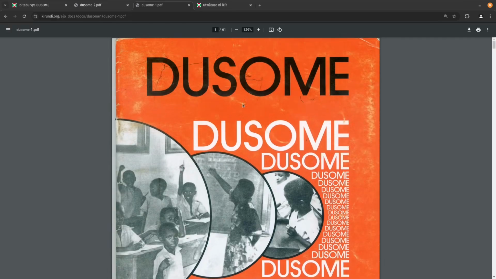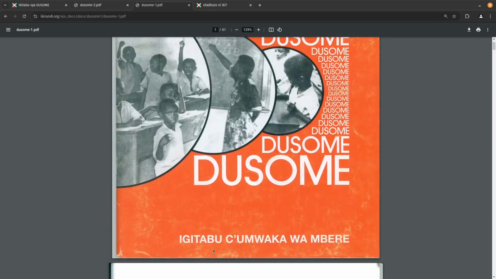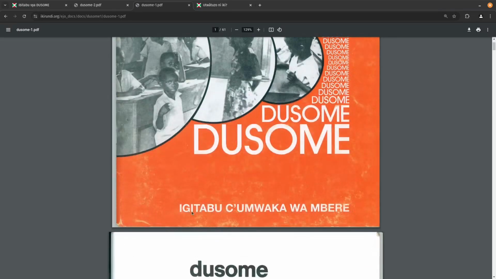So this is Dusome, the first book, and what this says is Igitabu Shumwaka Wambere. And what this means is this is the first book of the first year. That is the literal translation. And this is a first grader's book in the American system.